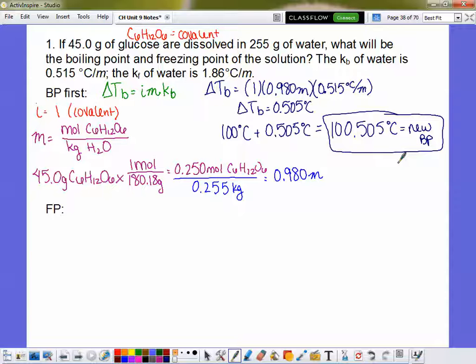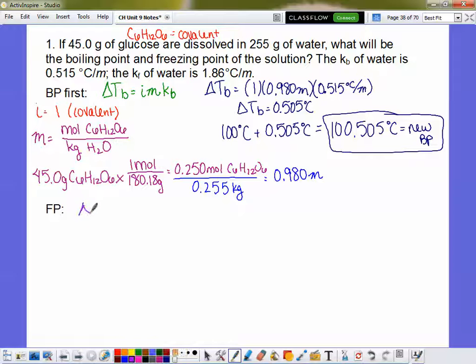Also, if we change the type of substance we were dissolving, if we change this to sodium chloride, i would end up being 2, which when we multiply it, it would end up increasing that boiling point even more. Okay? So the more solute you have in solution, the greater the difference in the boiling points and the freezing points. All right, so now we're going to tackle freezing point.